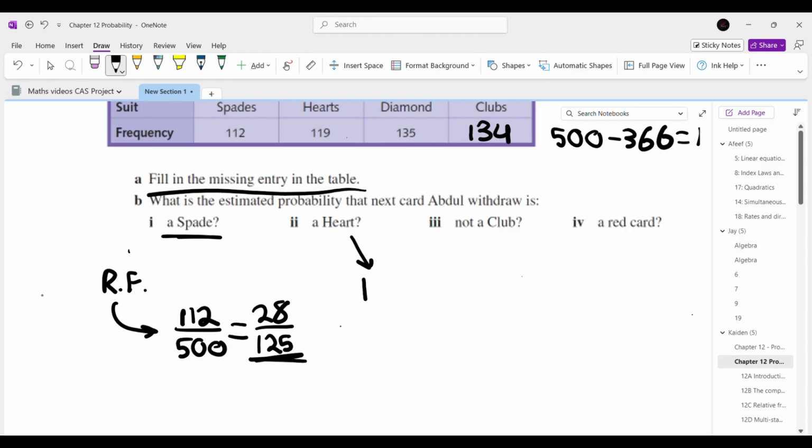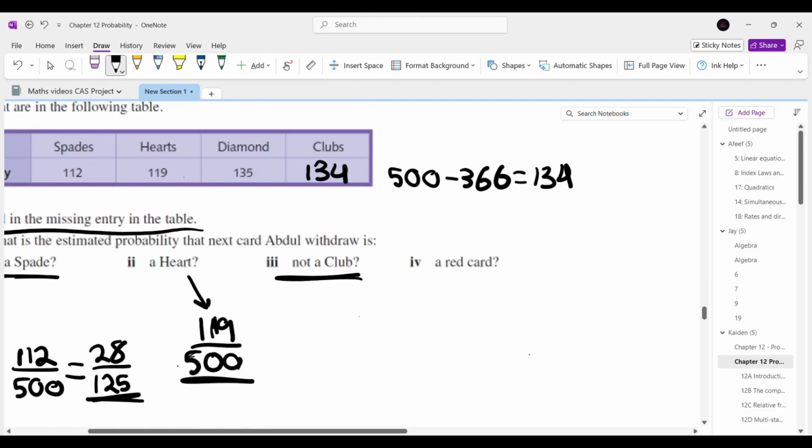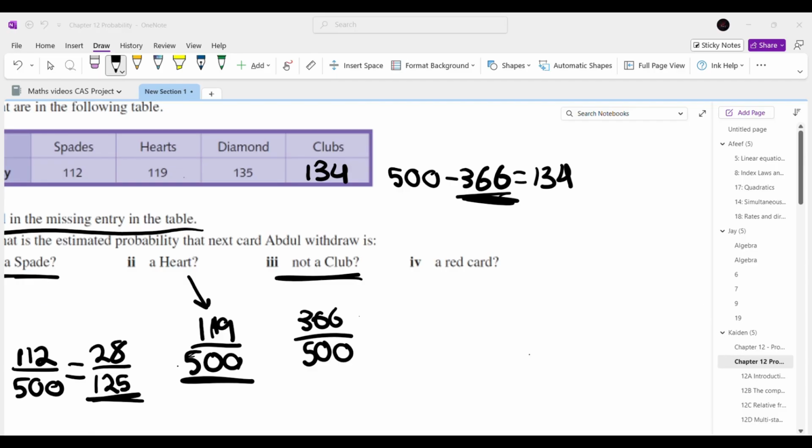So for a heart, it's 119 over 500, which I don't think can be simplified any further because 119 is prime. For 3, not a club, as we calculate here, there are 366 times that not a club was drawn. So this is just 366 over 500, which I believe can be simplified down. Let me just get out my calculator for this one. 366. This can be simplified down to 183 over 250, which I don't believe can be simplified any further.